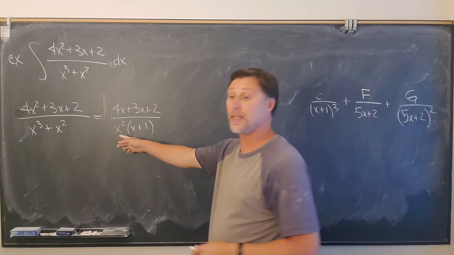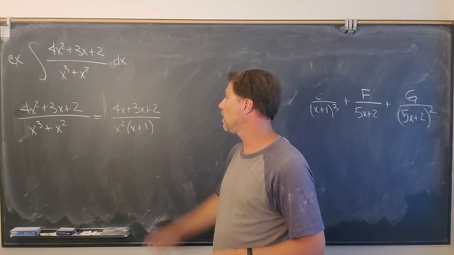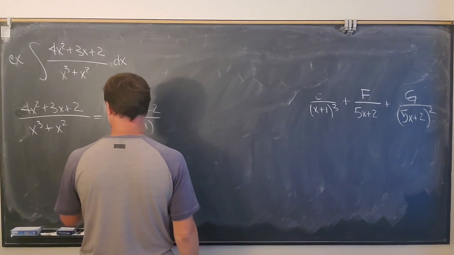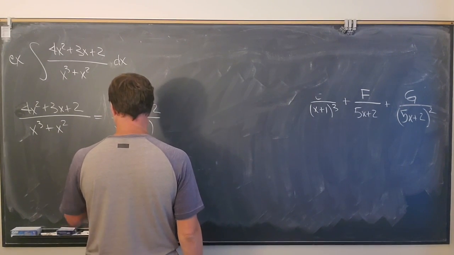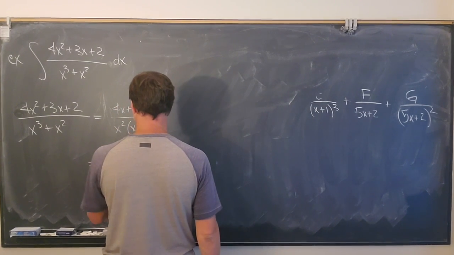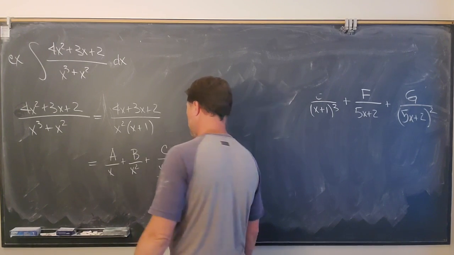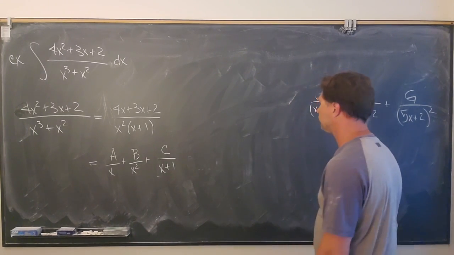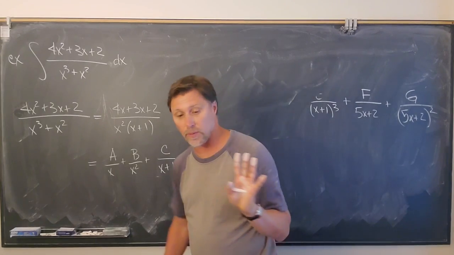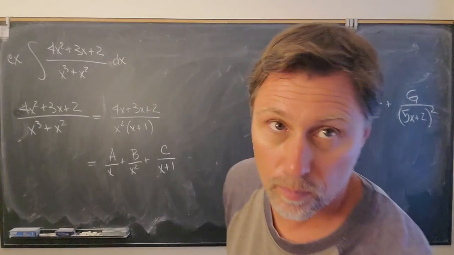We've got a repeated linear factor here, a degree 1 term. And so now we write down the partial fractions. This will be a over x plus b over x squared plus c over x plus 1. Now do exactly what we did before. We need to get a common denominator.